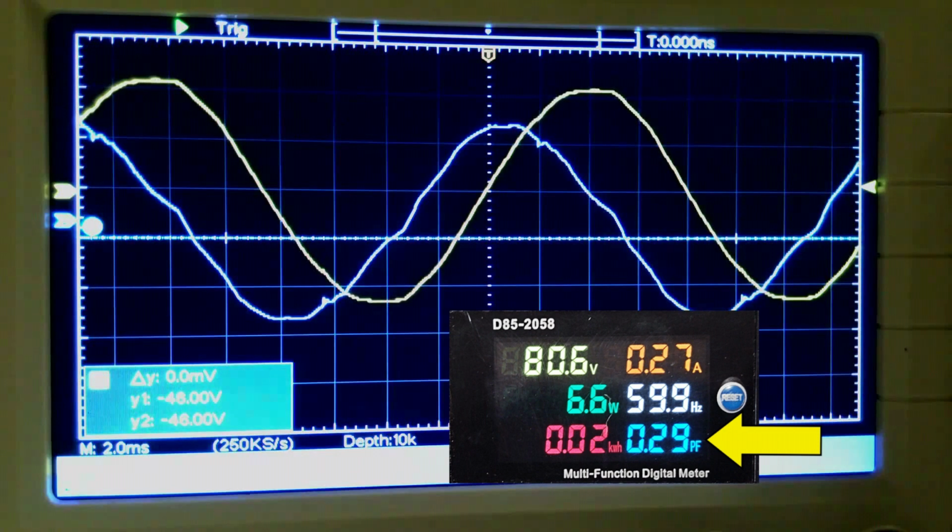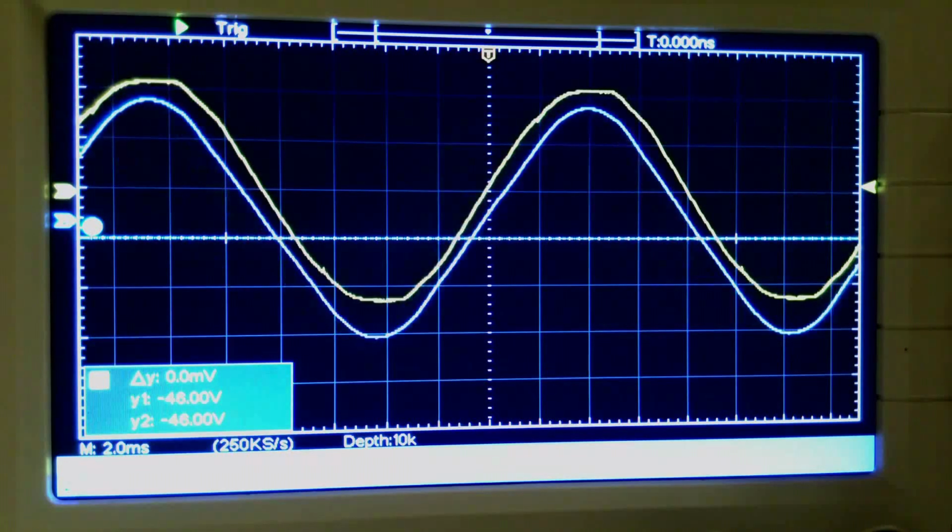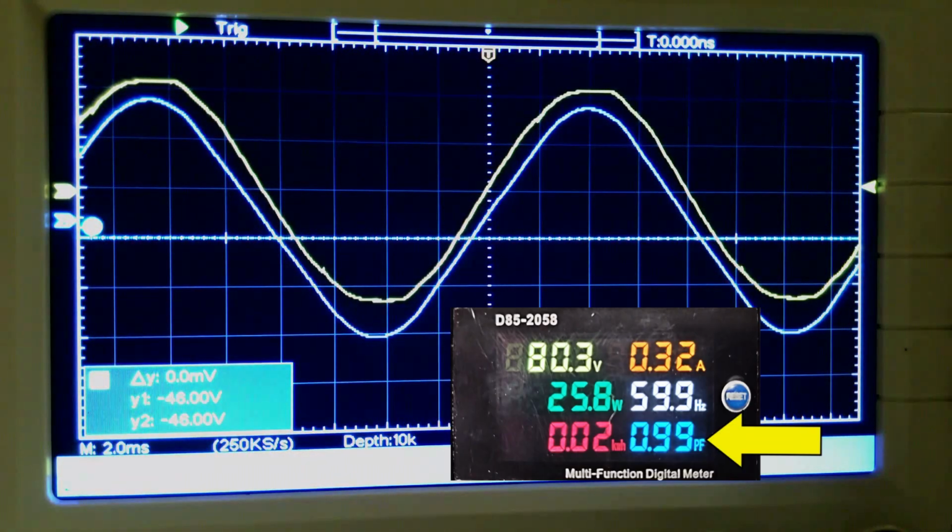But then if I have both the capacitor and the motor in the circuit with the heater, now my power factor is back up to 0.99, so our capacitive reactance has pretty much exactly offset our inductive reactance. So I hope this gives you an idea of what a capacitor does in a motor circuit.